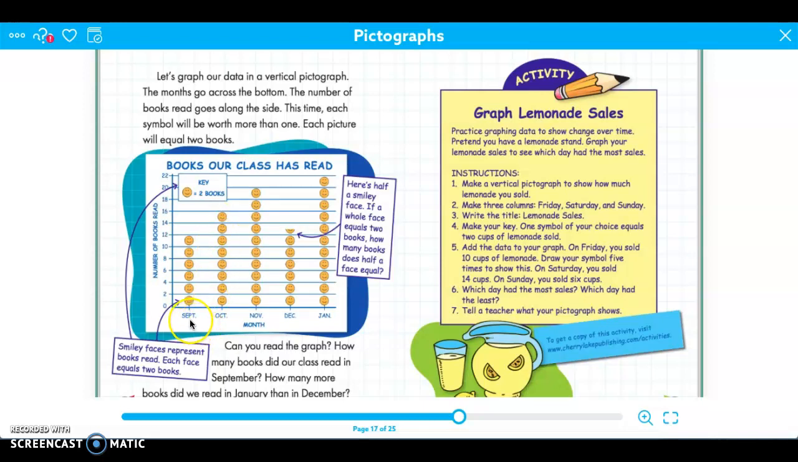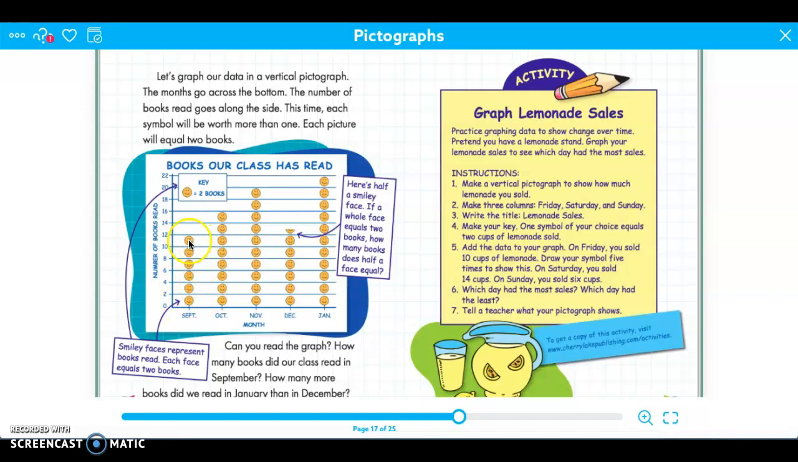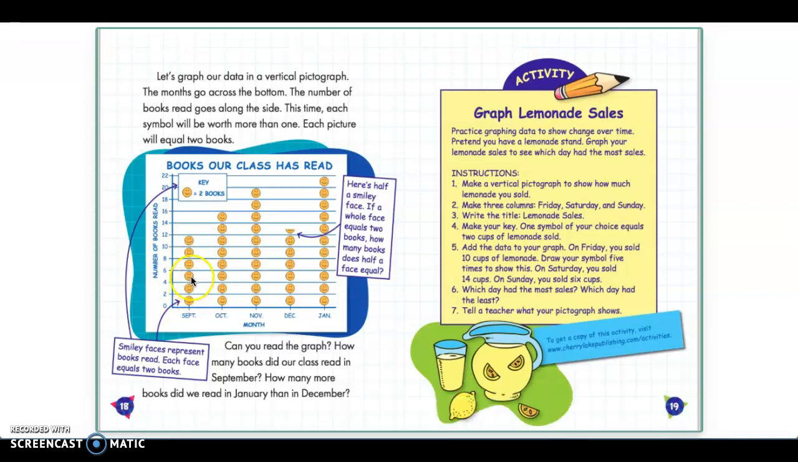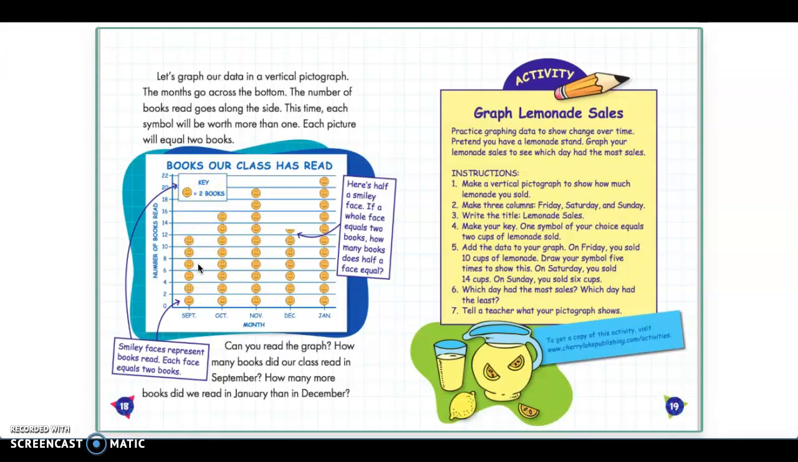So how many books did they read in September? Let's skip count by 2s to find out. 2, 4, 6, 8, 10, 12. They read 12 books in September. Now, you could easily get tricked and just say 1, 2, 3, 4, 5, 6. But because you are a super good detective and you looked at that key, you know that you need to skip count by 2. Now let's look over here in December.